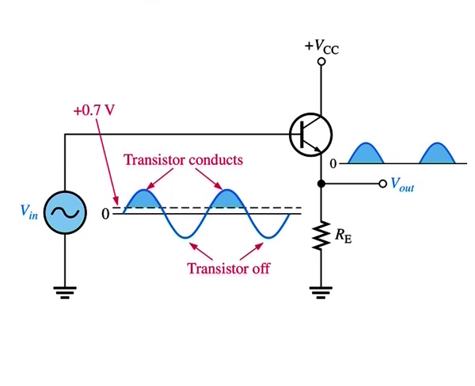There are two common approaches for using push-pull amplifiers to reproduce the entire waveform. The first approach uses transformer coupling. The second uses two complementary symmetry transistors. These are a matching pair of NPN or PNP BJTs.